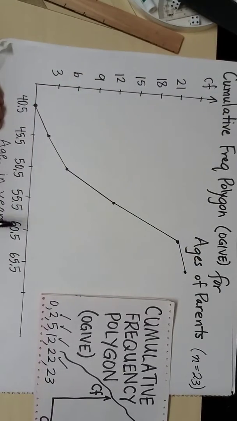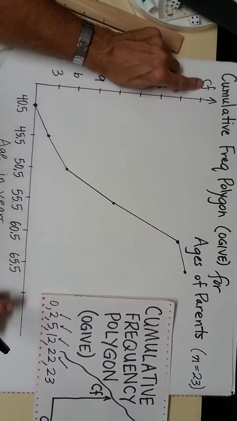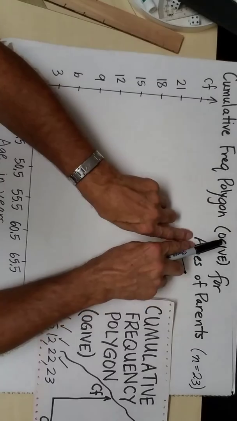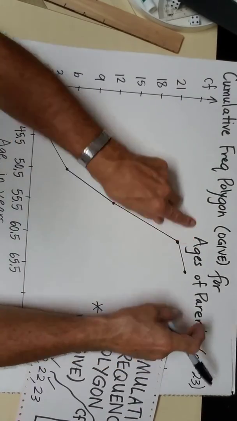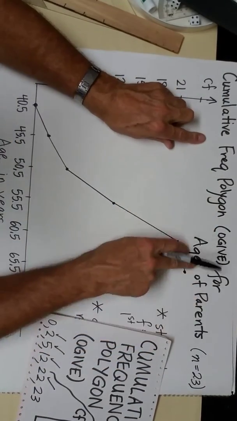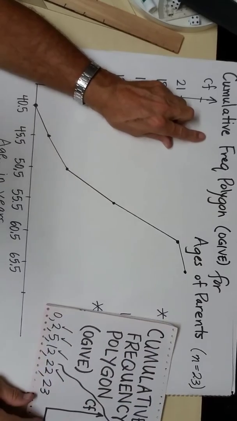I have age in years as my horizontal label, cumulative frequencies for my vertical label, and my title, ages of parents, is close enough to the top, so I'm not going to recopy it with n equal 23.